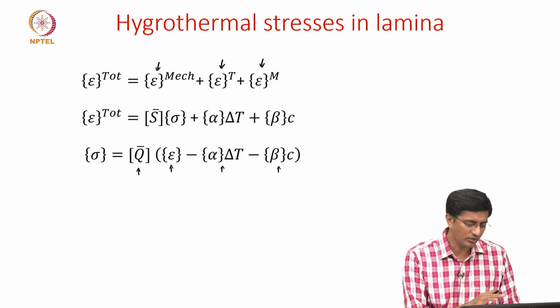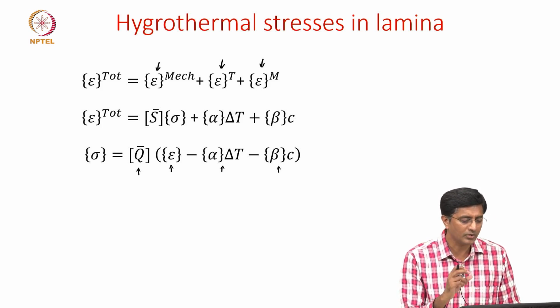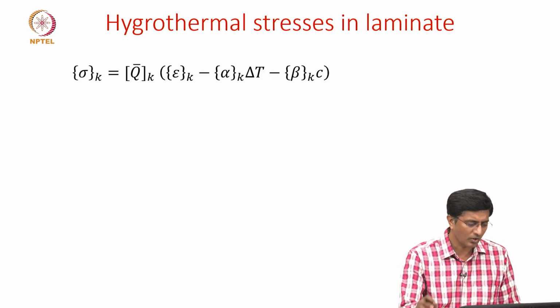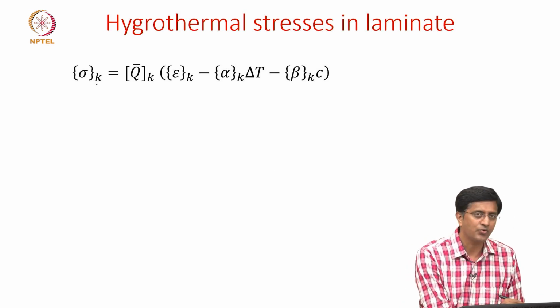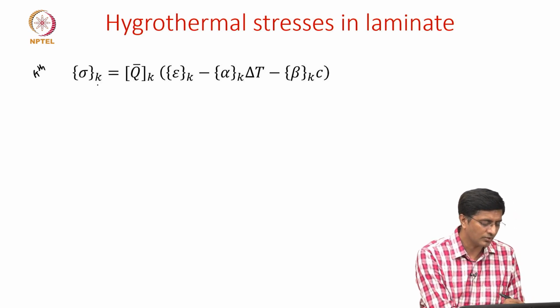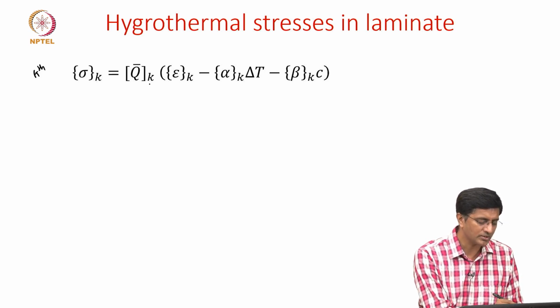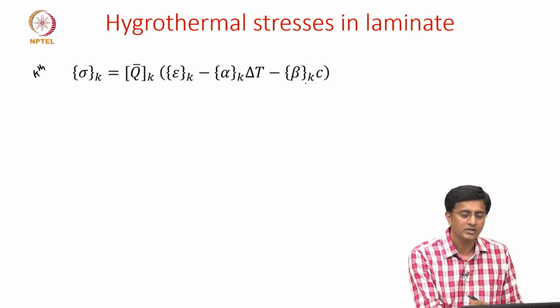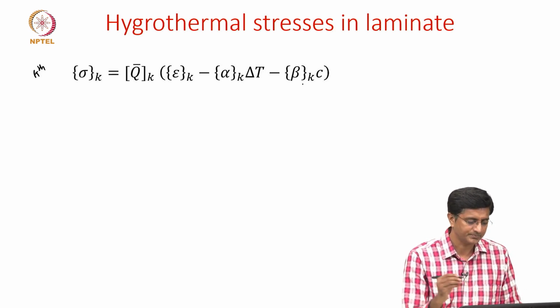But now let's see how we can use this expression to develop the hygrothermal stresses in a laminate. So we'll use the same expression in the next slide. The only difference is here I am focusing on the kth layer. Since I am focusing on the kth layer, I have used this subscript k, meaning that the stresses in the kth layer are given by the stiffness matrix of the kth layer times the difference of the total strain minus the thermal strain and the moisture strain.